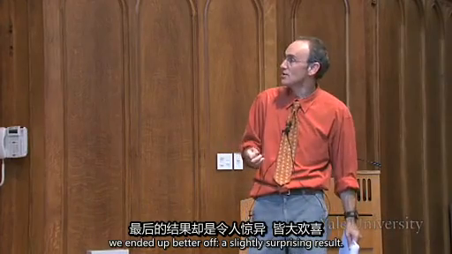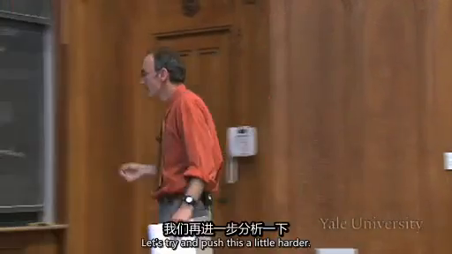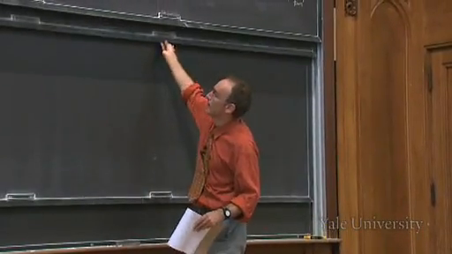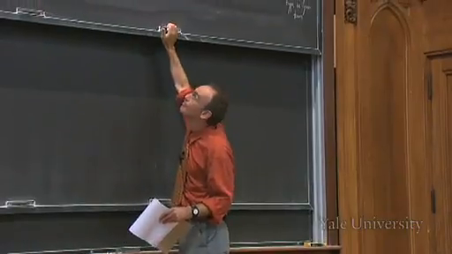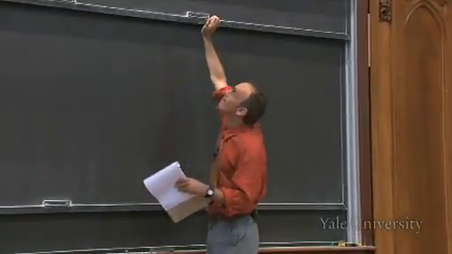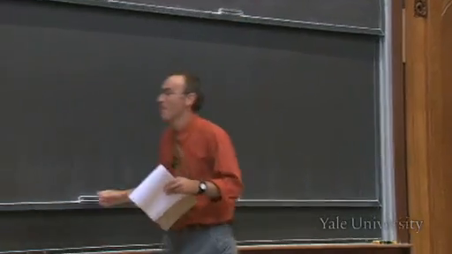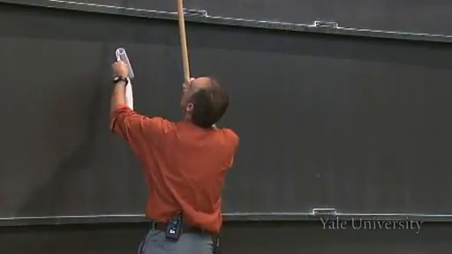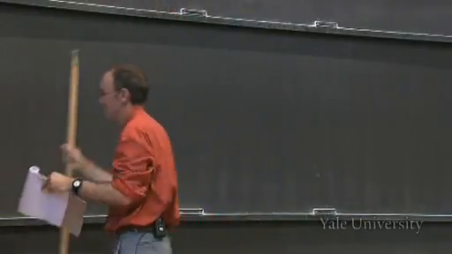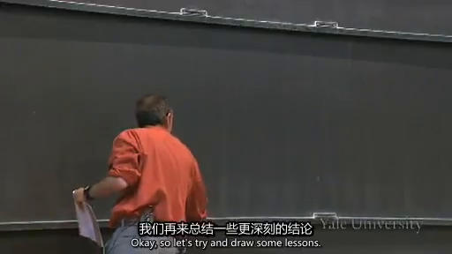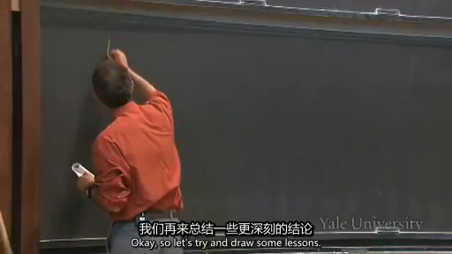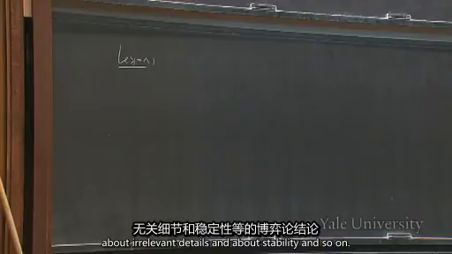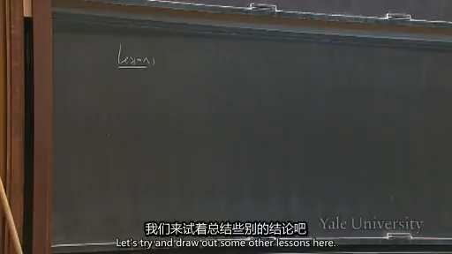Slightly surprising result. All right, let's try and push this a little harder. Okay. So let's try and draw some lessons. We've drawn out some game theory lessons already from this about irrelevant details and about stability and so on. Let's try and draw out some other lessons here.